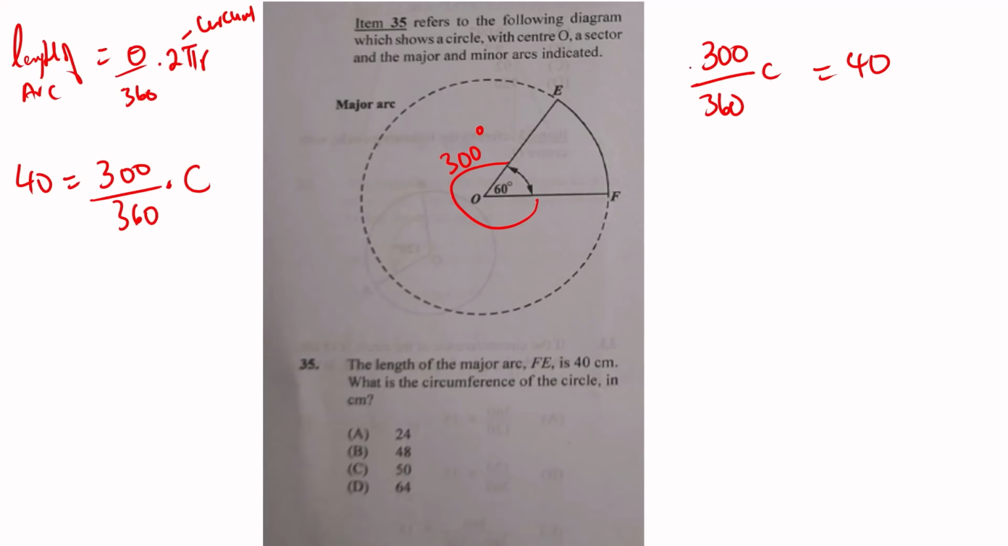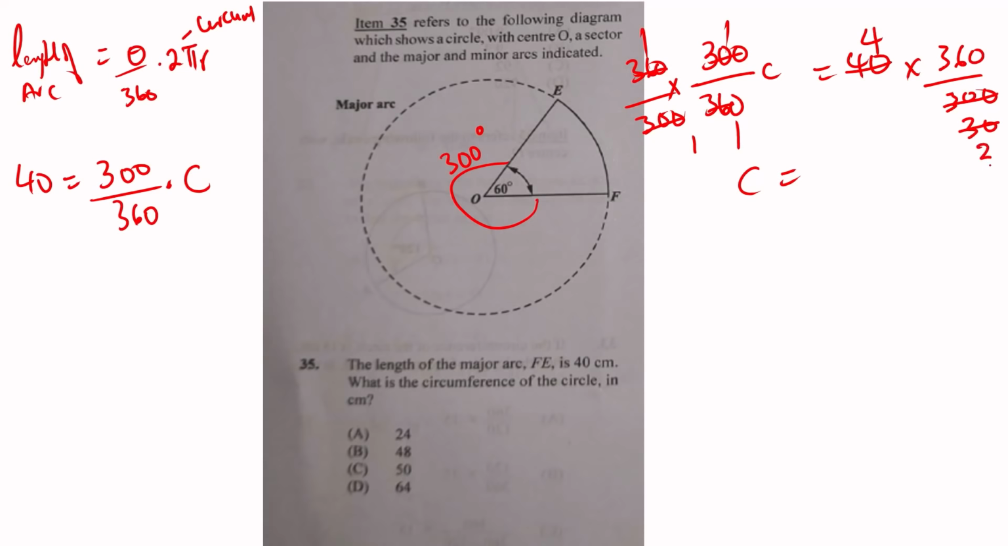But to solve for C, we're going to multiply both sides by the reciprocal, which is 360 over 300. Whatever way you find it easier to manipulate your algebra, go ahead and do it that way. So hence, C is equal to, let's manipulate it over here. 10 into 300 goes 30 times, and 10 into 40 goes 4 times. 10 into 30 goes 3 times, and 10 into 360 goes 36 times. 3 into 36 goes 12. 4 times 12 gives us 48.